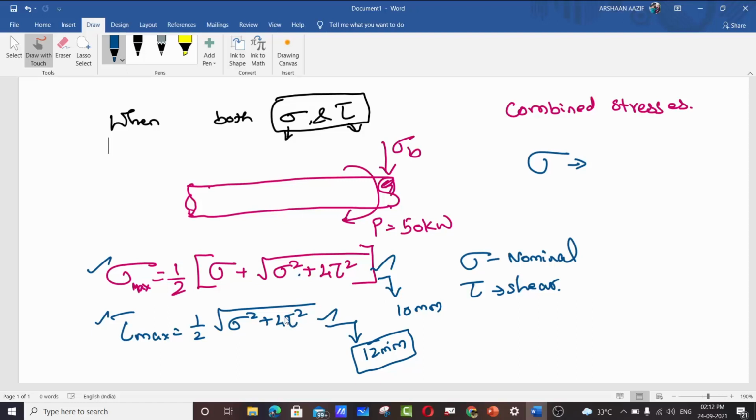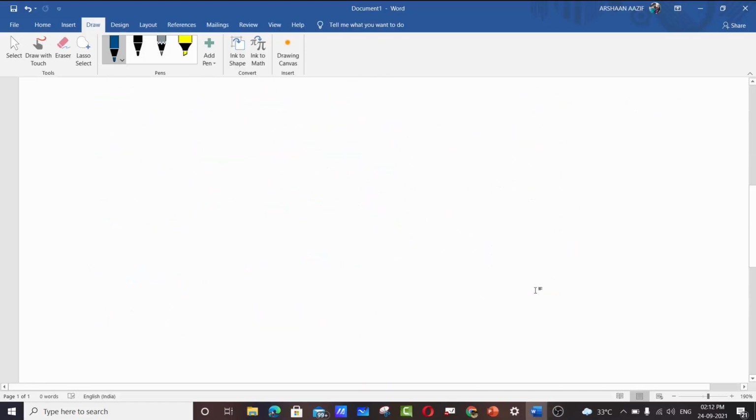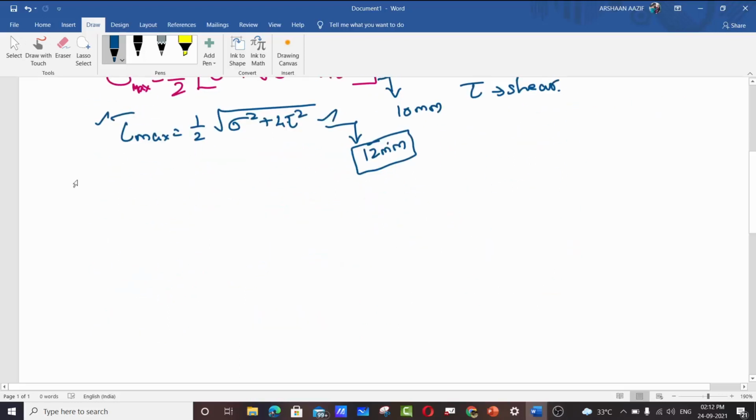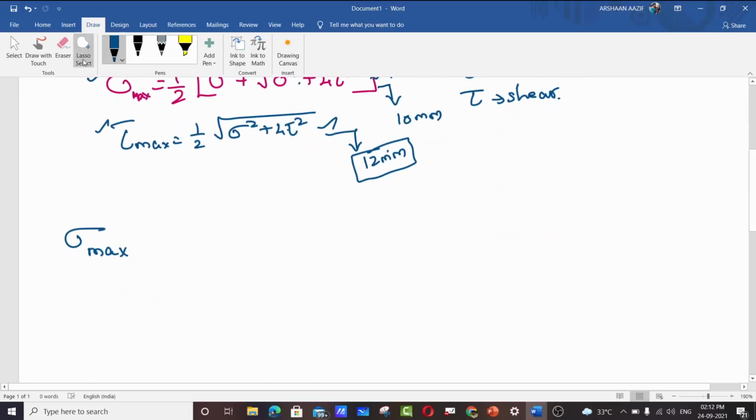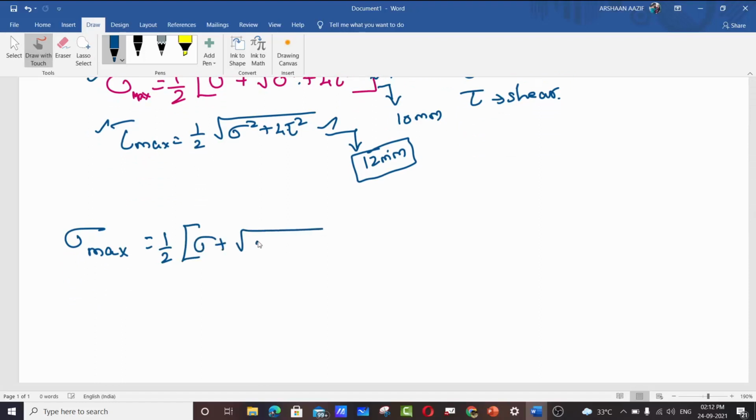So this is the objective. We'll derive the simplified equation so that you can effectively use that formula during the design of a shaft. So let us take condition 1 for sigma max. The maximum condition that we have taken is sigma max is equal to half into sigma plus root of sigma square plus 4 tau square.